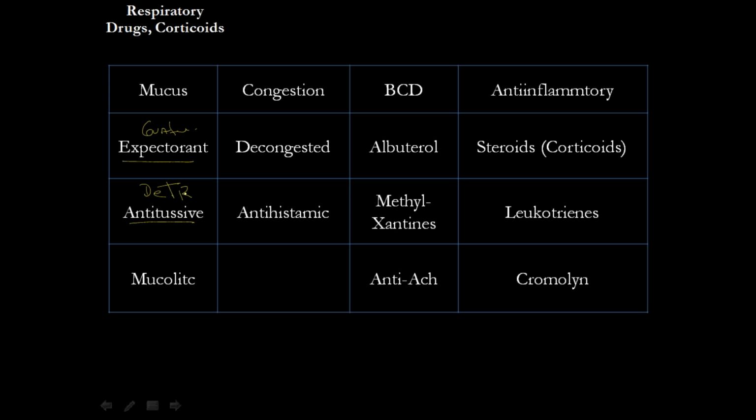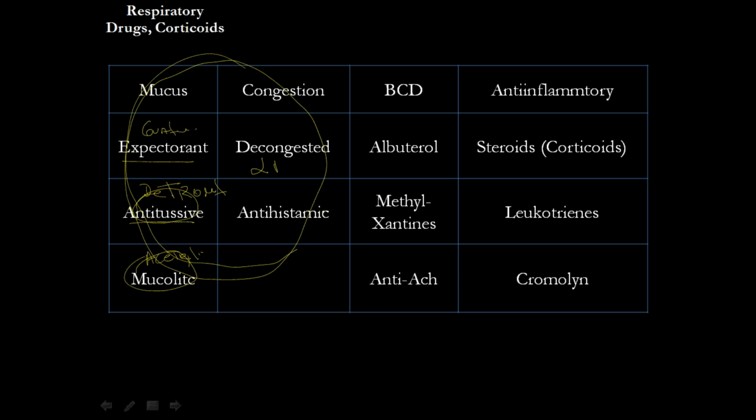Guaifenesin does not have a T, so antitussive has two T's here. Dextromethorphan, just remember, is to control the cough. Mucolytic is acetylcysteine. For congestion, we are going to have decongestants, for example alpha-1, and we have antihistaminics. So these two are going to be for the upper respiratory tract.